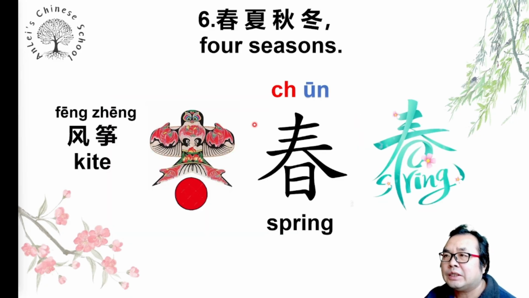Now I've got another way to remember spring. The top part is just like a kite, the old Beijing-style swallow kite. This is the head, this is the wing made of bamboo, and this is the tail. The sun comes out, the young energy rises, so we can fly kites after the beginning of spring. 春, chūn, spring. Did you get it?